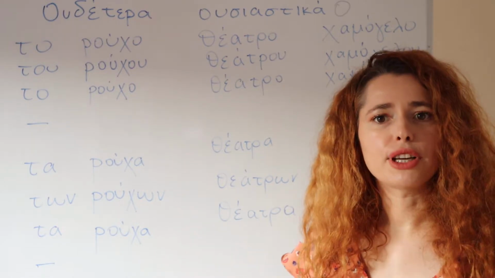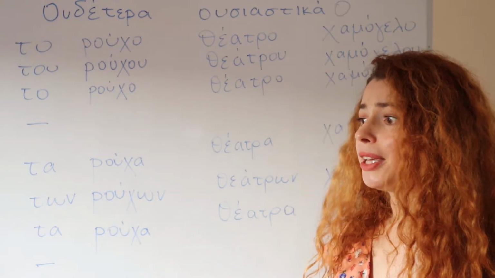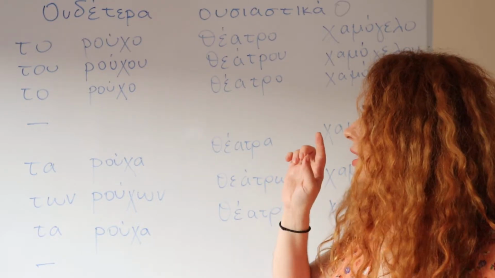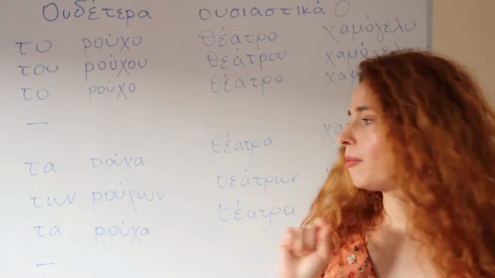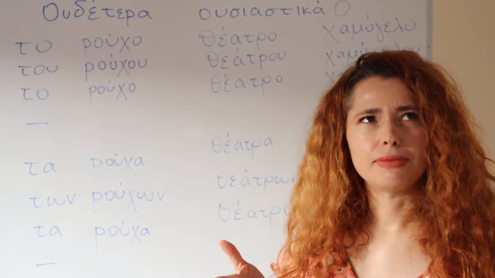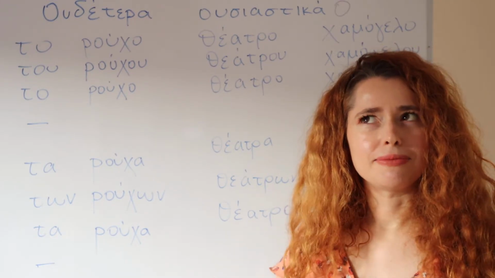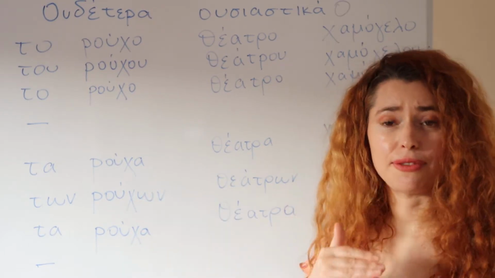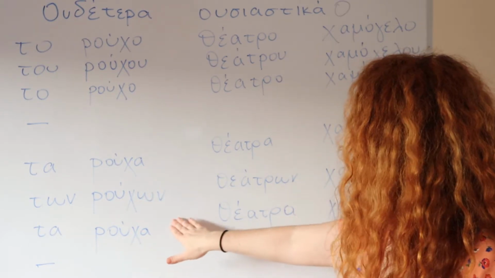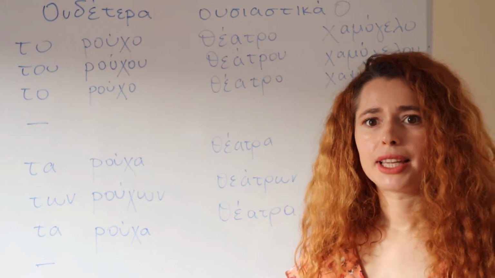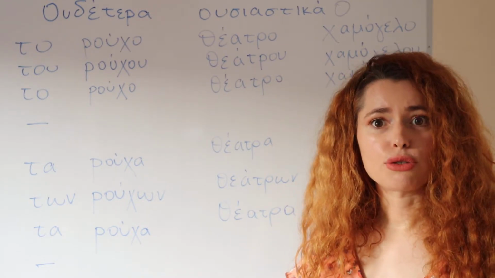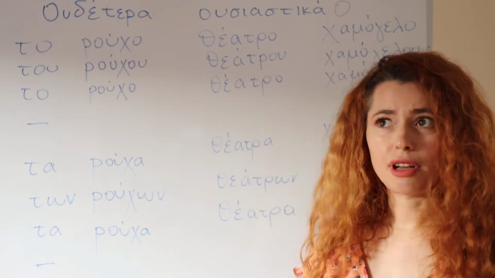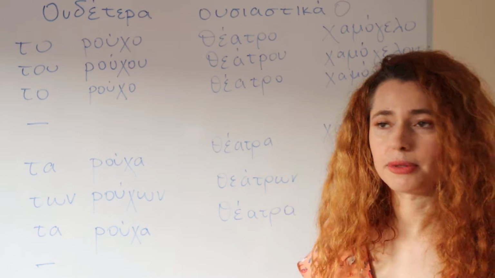Των ρούχων, of the clothes. Οι ετικέτες των ρούχων αναγράφουν τις τιμές. The labels of the clothes αναγράφουν, have as a sign the prices. They have the prices written on them. Τα ρούχα, when they're an object. Δεν θα αγοράσω τα ρούχα από αυτό το μαγαζί. I will not buy the clothing from this shop.